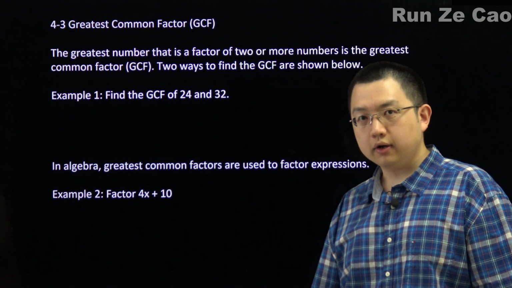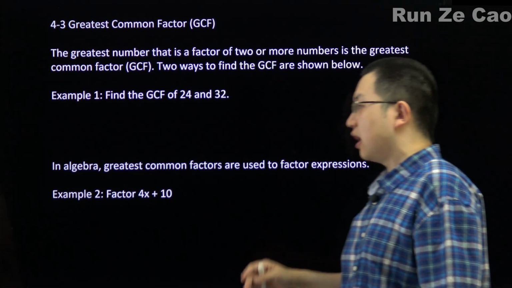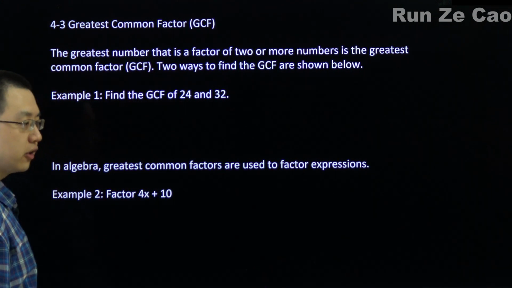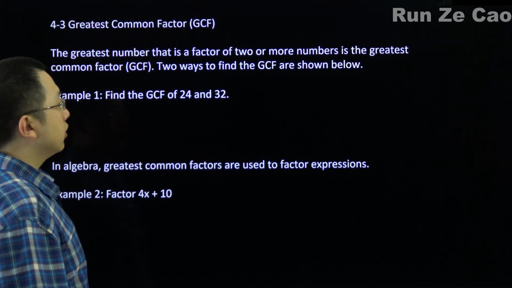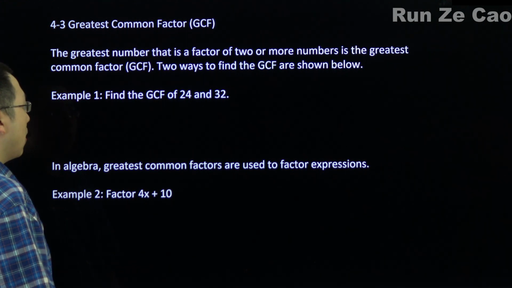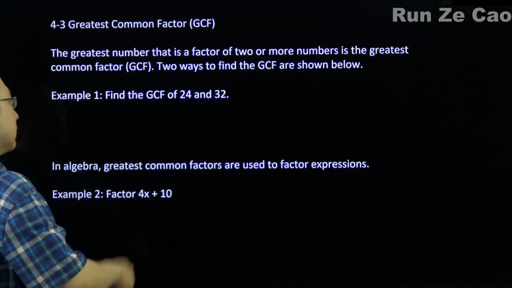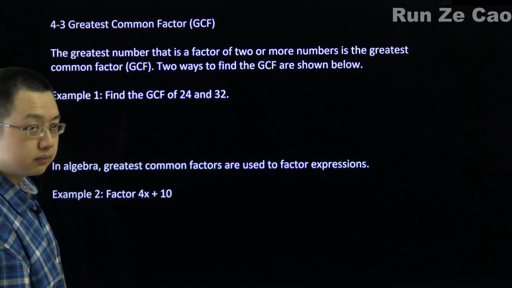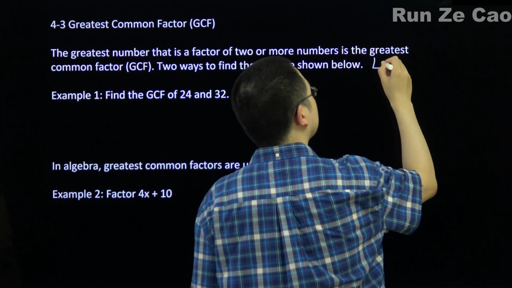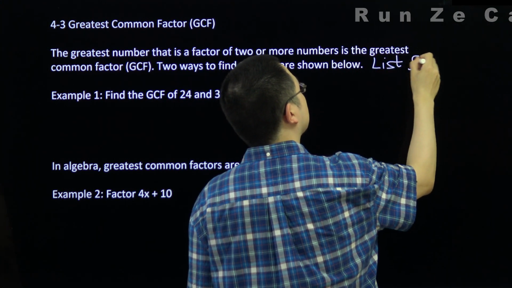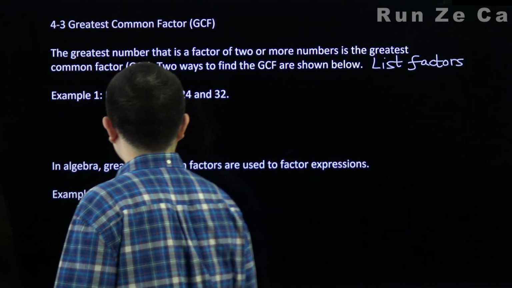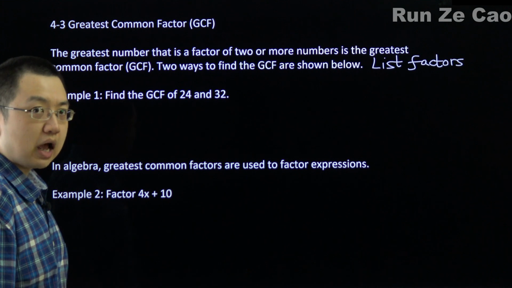The greatest number that is a factor of 2 or more numbers at the same time is the greatest common factor of those numbers. 2 ways to find the GCF are shown below. In other words, I'm going to show them here. You could list factors. Or, what else could you do? Well, you could use prime factorization.